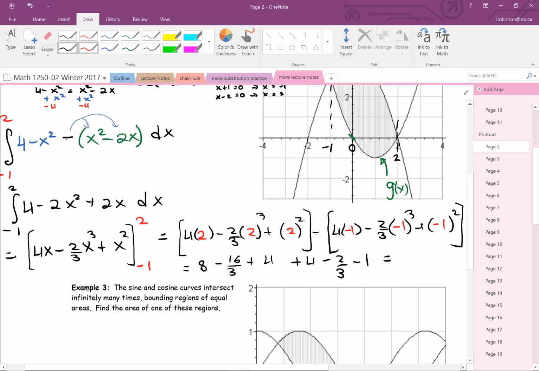So what does that come to? 8 plus 8 is 16, minus 1 is 15. So it's 15 minus 18 over 3 equals 15 minus 6 equals 9.